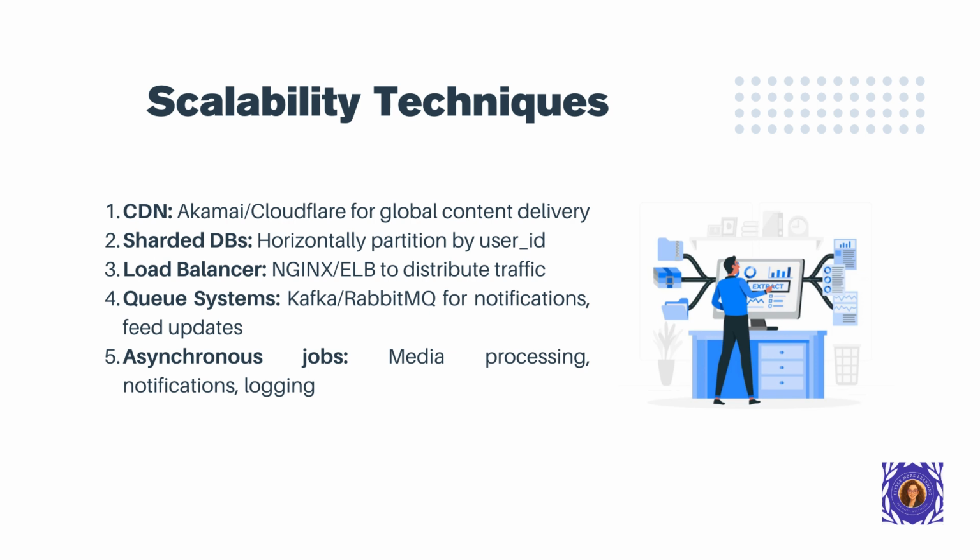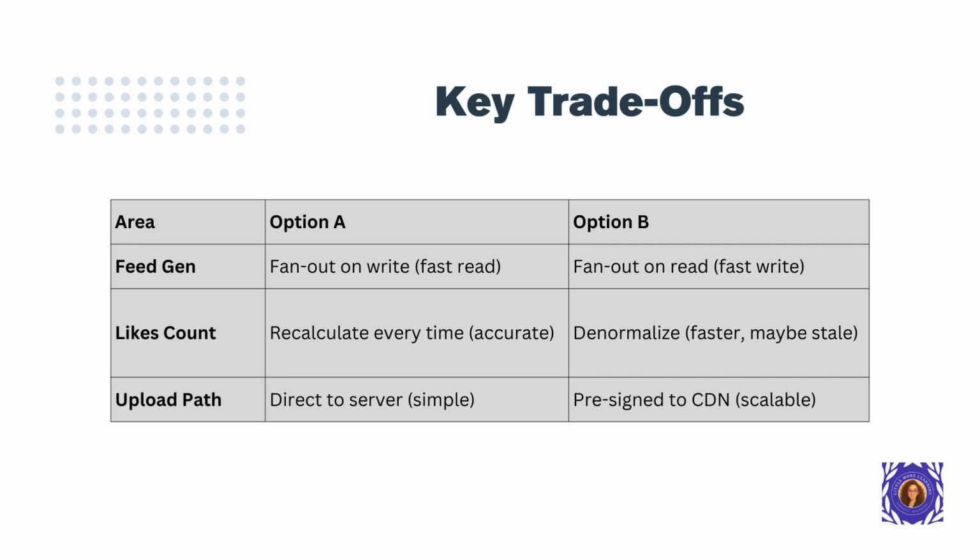For asynchronous processing, we use queue systems like Kafka or RabbitMQ to handle notifications, feed updates, and media processing jobs. The key principle here is making everything asynchronous where possible. Upload processing, notification delivery, analytics logging, all of these happen in the background so they don't slow down the user experience.